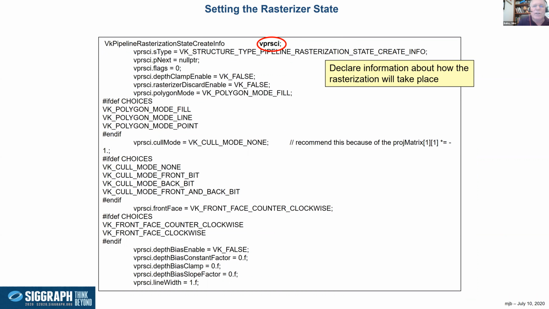Here's information on how the rasterization will take place, like the polygon fill mode: either fill the polygons, turn them into the edges, or turn them into the vertex points. Here's information on culling front, culling back, and even a definition of what front and back are.